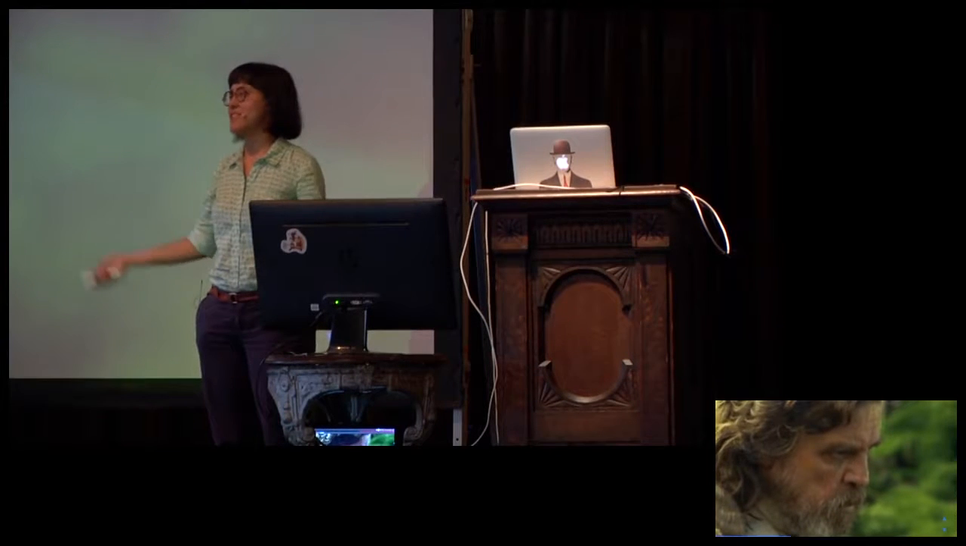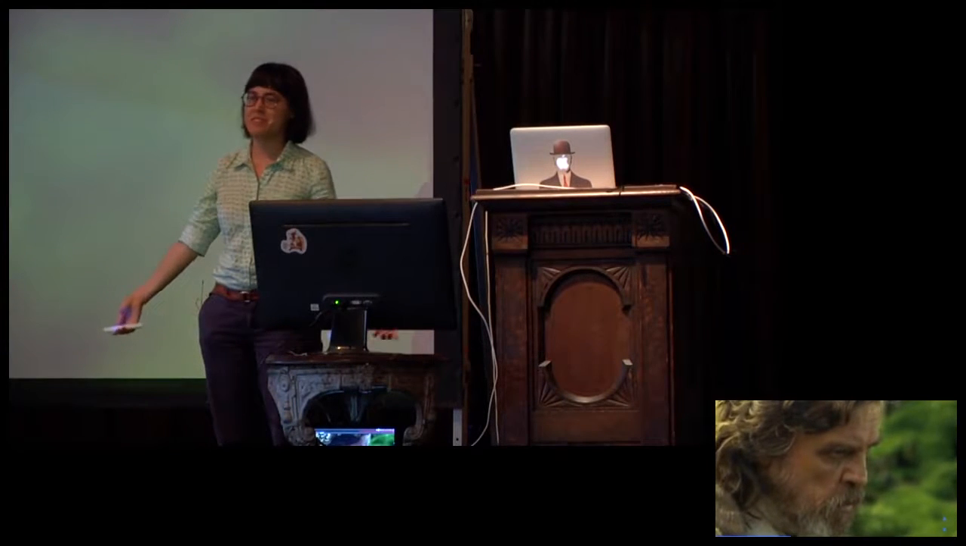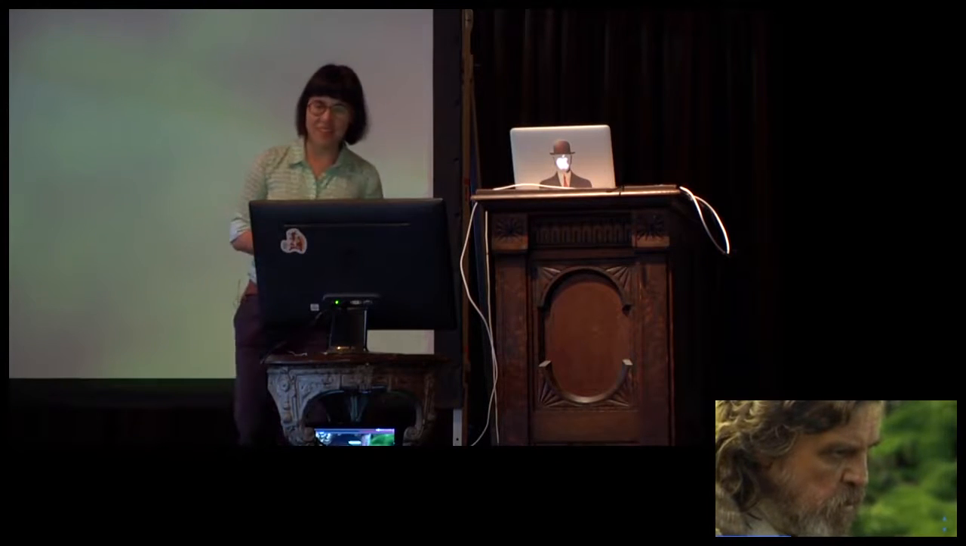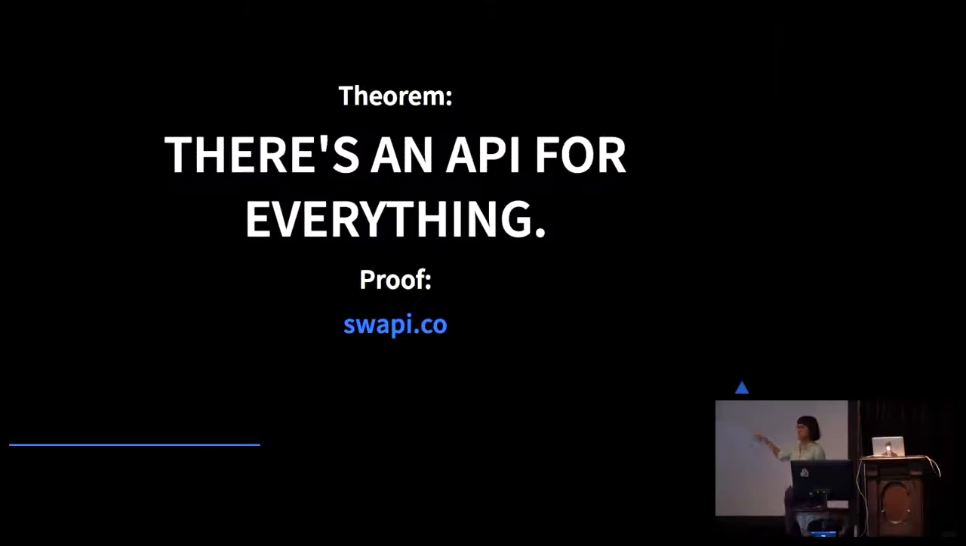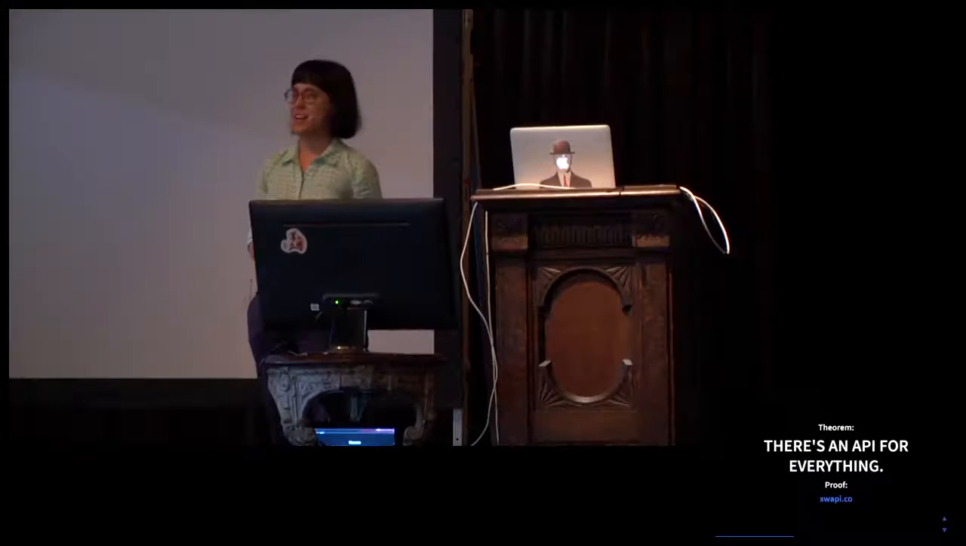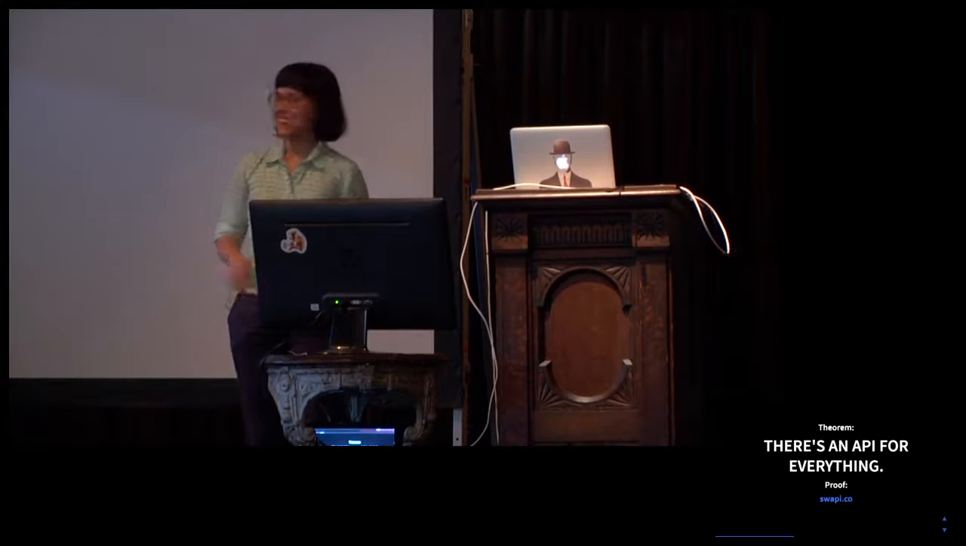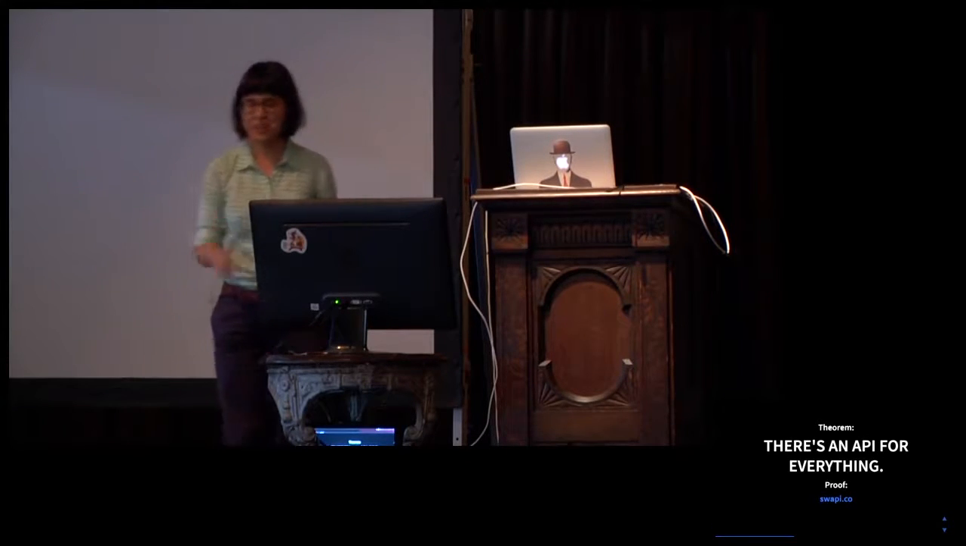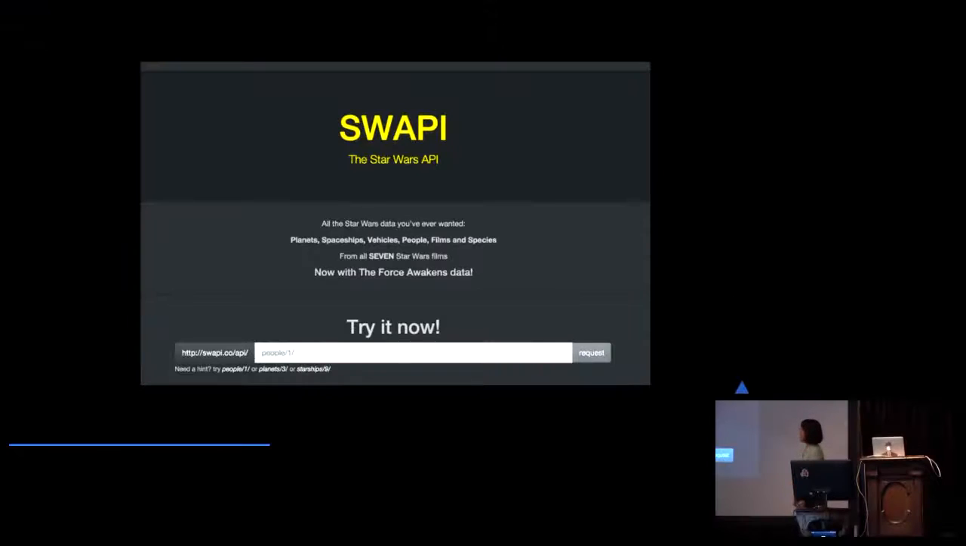So in the end, I was like, come on, who actually appears in Star Wars? Well, there are ways to get that. And I propose a theorem that there is an API for everything. I'm happy to take any objections later, but there is an API for Star Wars. You can go to swapi.co, and it's an API for everything Star Wars. You can get information on people, starships, planets, vehicles, anything. And it's quite well documented.